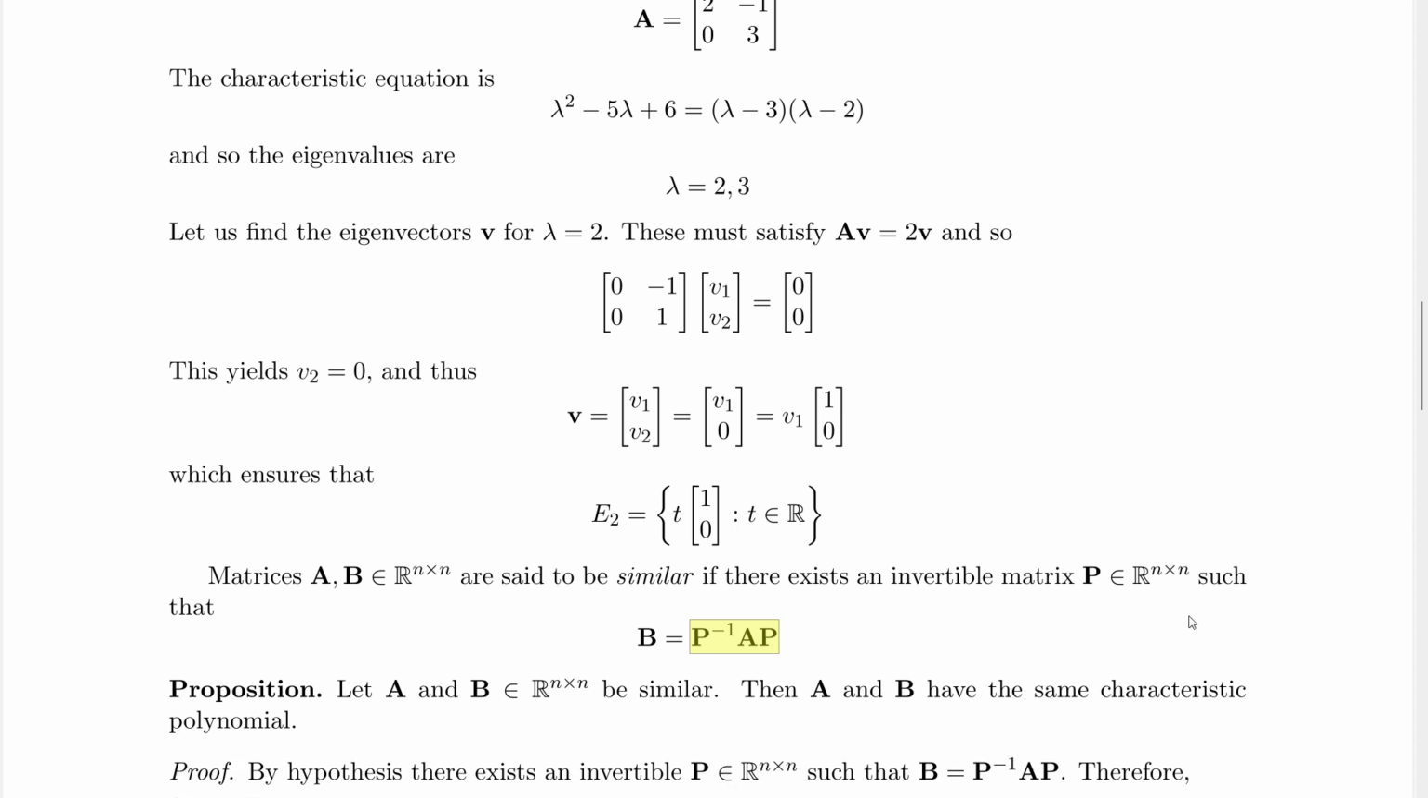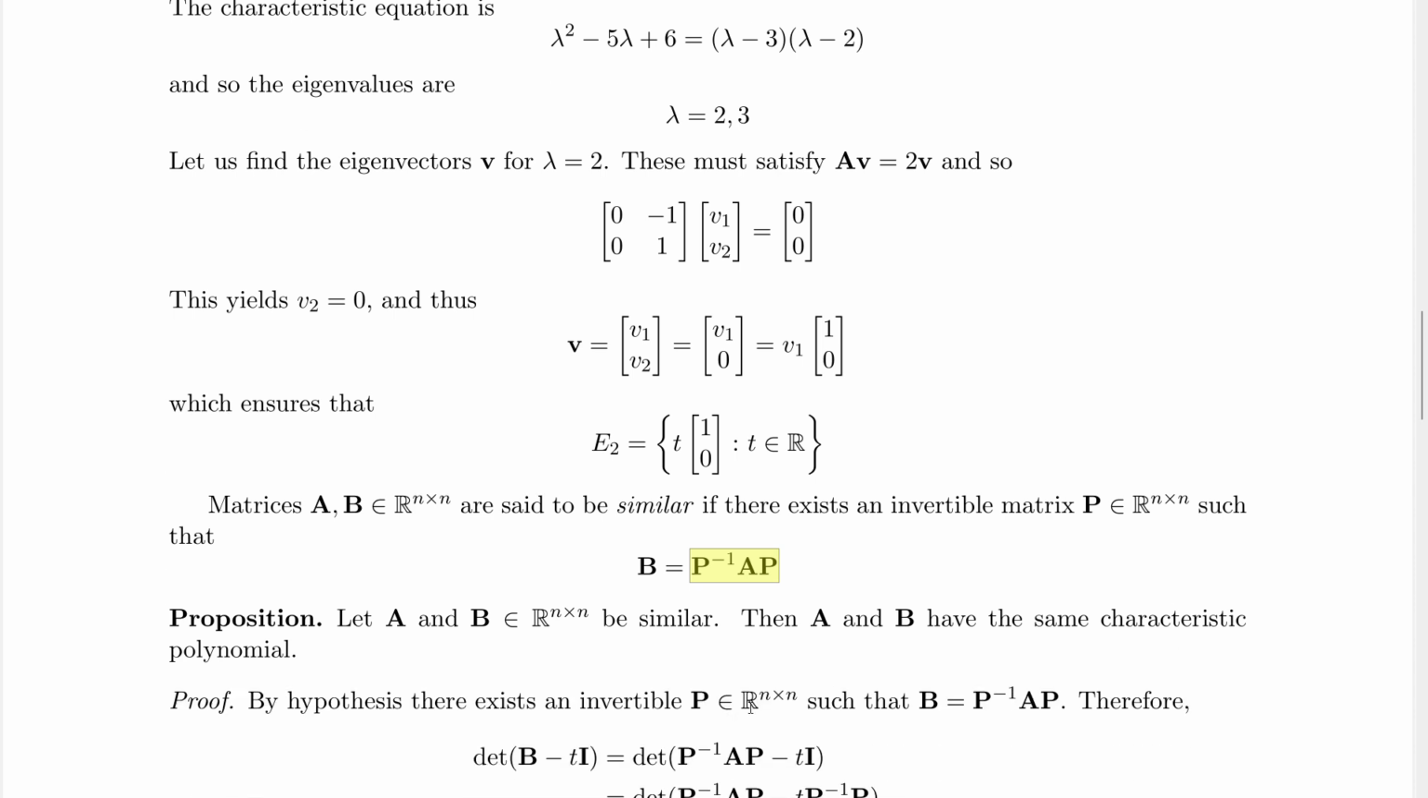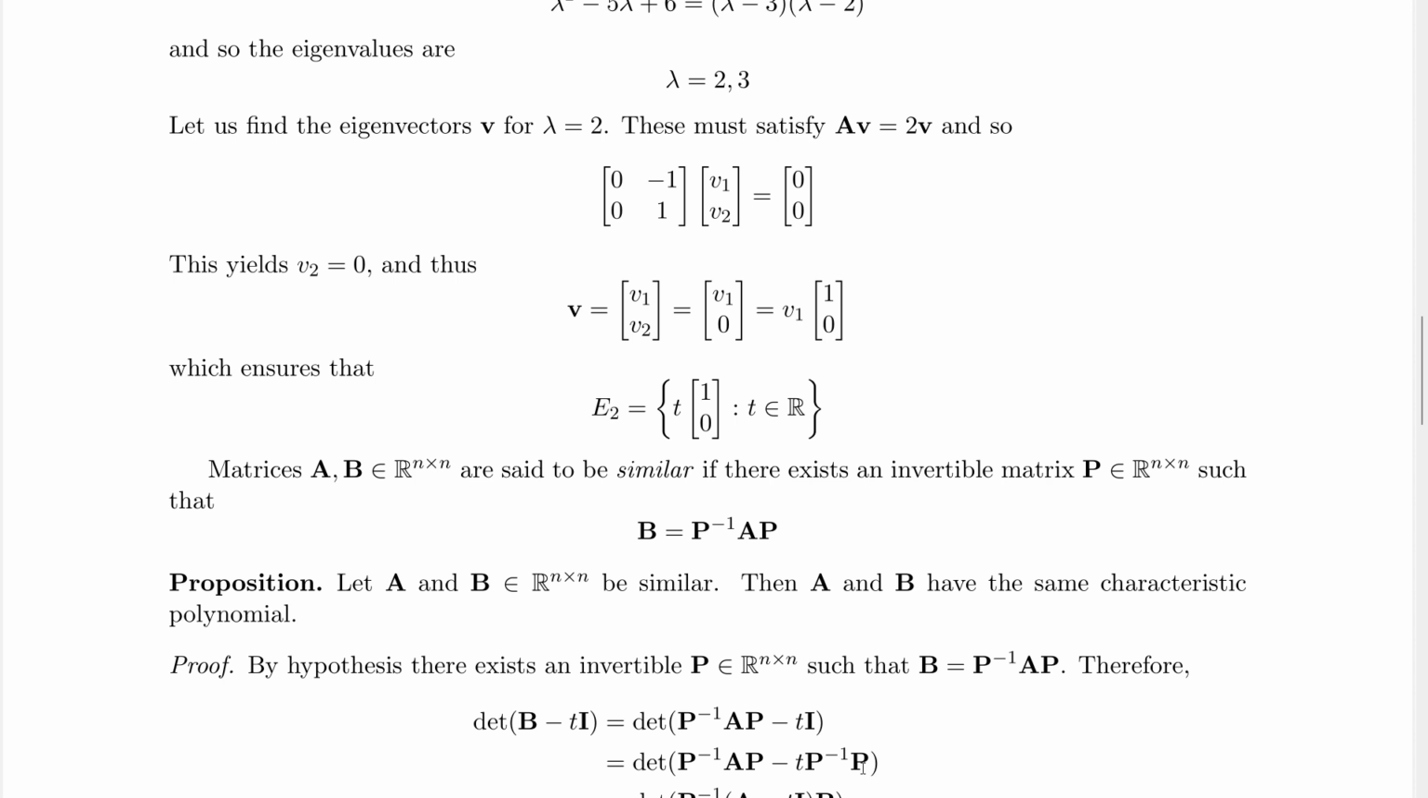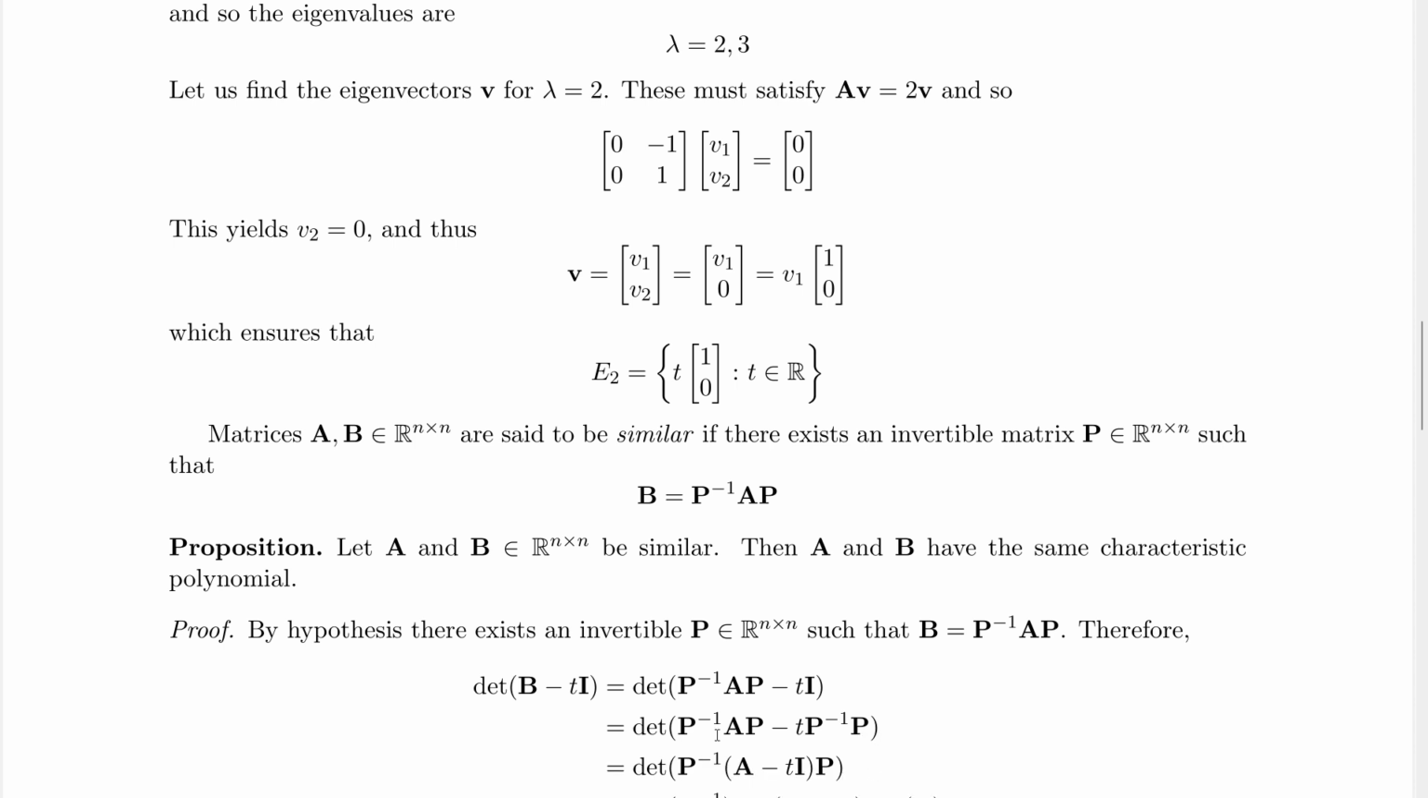Well, by hypothesis, we have an invertible matrix P, so that B is equal to P inverse AP. I'm claiming B and A have the same characteristic polynomial, which means I need to show that det of B minus tI is det of A minus tI. And what the trickery is going to be here is that B is P inverse AP. The identity matrix is P inverse times P. And hey, we can factor out P inverse on the left and P on the right.